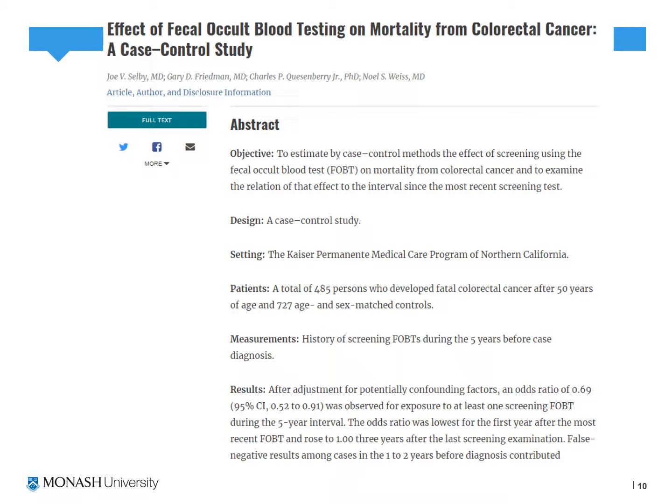So here we go. We've got an example of FOBT testing on mortality from colorectal cancer, a case control study. So this is, I guess, looking at it from a clinical point of view, seeing who did and who did not get screened for colorectal cancer in terms of the FOBT.